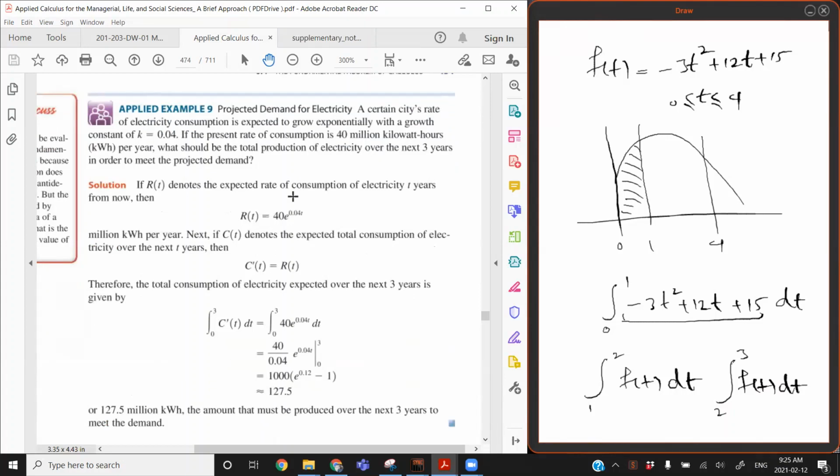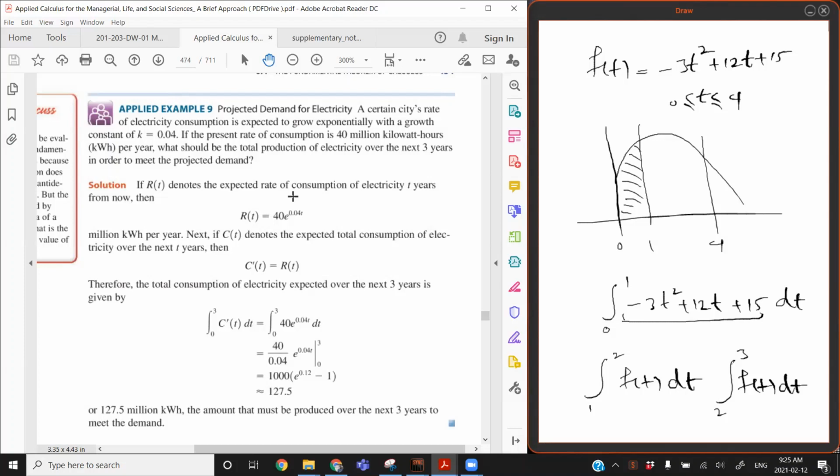Projected demand for electricity. A certain city's rate of electricity consumption is expected to grow exponentially with a growth constant of k equals 0.04. If the present rate of consumption is 40 million kilowatt hours per year, what should be the total production of electricity over the next 3 years in order to meet the projected demand?